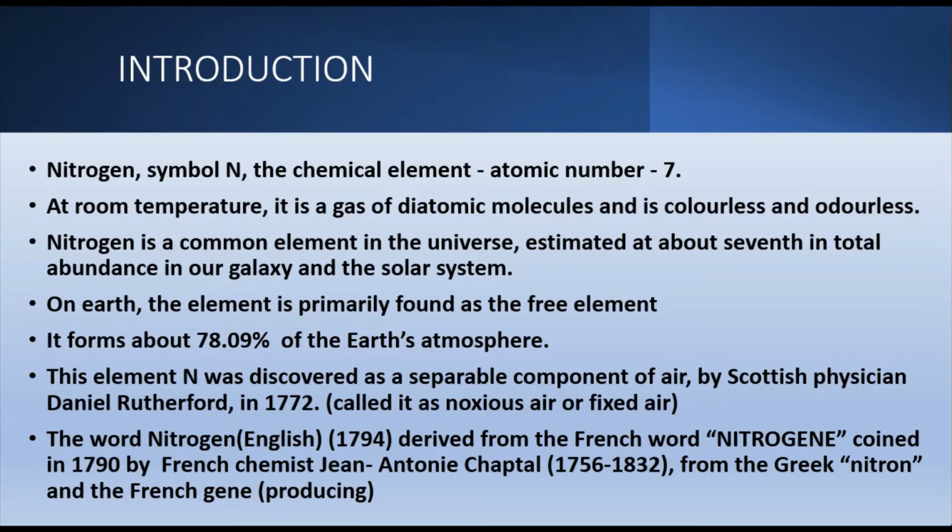This nitrogen is a common element in the universe and is estimated to be 7th in total abundance in our galaxy as well as in the solar system. On Earth, the element is primarily found as a free element and it forms about 78.09% of Earth's atmosphere, including all the gases. Nitrogen was first discovered as a separable component of air by a Scottish physician called Daniel Rutherford in 1772, who called this gas noxious air or fixed air.